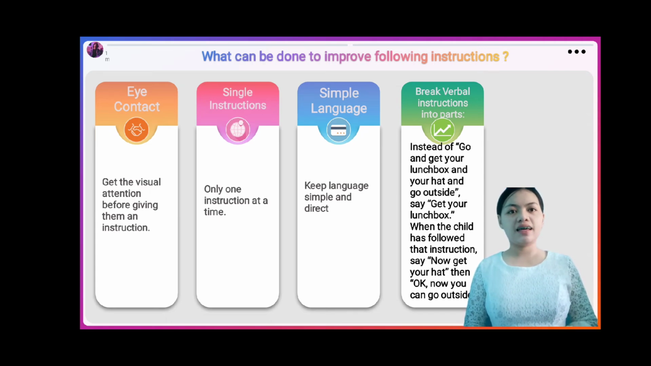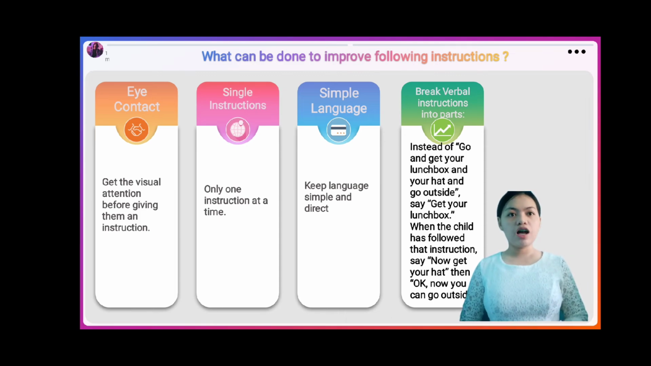First is eye contact. Get the visual attention before giving them an instruction. Getting their attention first will make the students be focused on the instruction. Second is single instruction. Only one instruction at a time. Give only one instruction at a time because students might be confused on what instruction they need to do. Also, they might feel information overload.